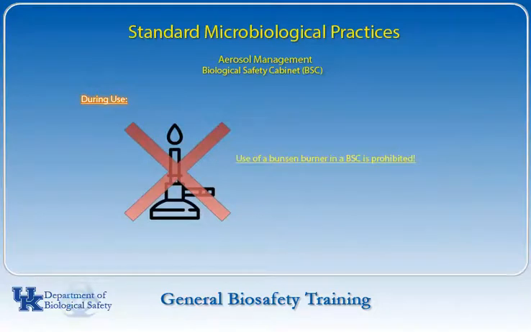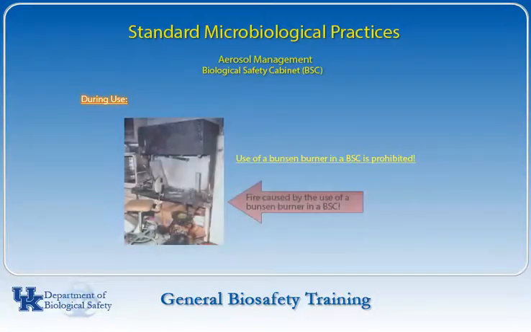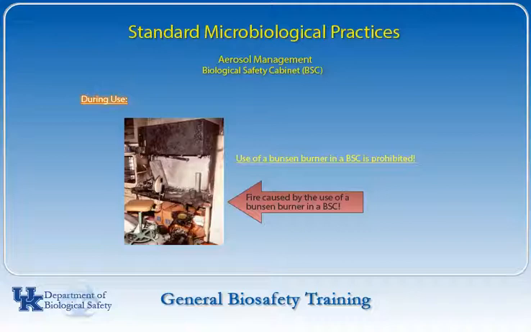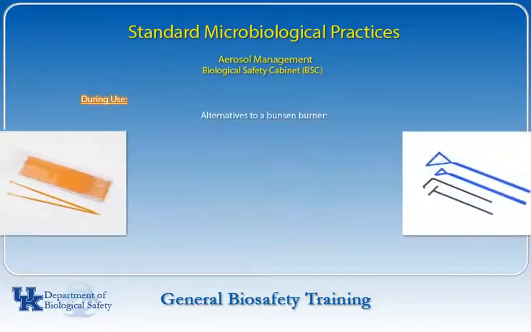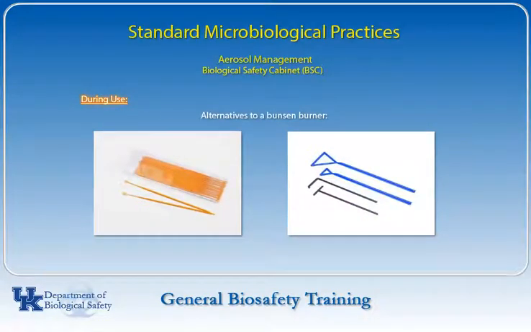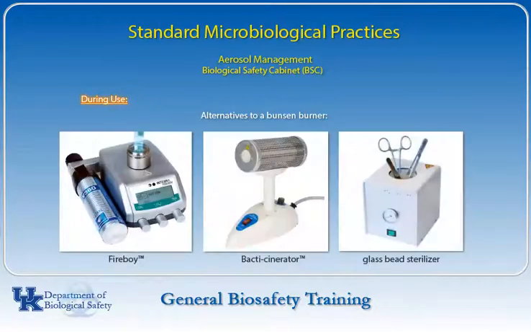Use of a Bunsen burner in a BSC is prohibited. Open flames are not required in the near microbe-free environment of a biological safety cabinet and create turbulence which disrupts the pattern of air supplied to the work surface. Instead, utilize disposable inoculating loops and spreaders, or use special equipment such as a Fireboy, Bacticinerator, or glass bead sterilizer.